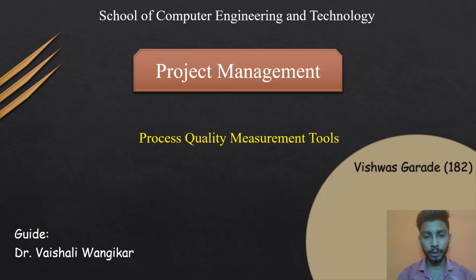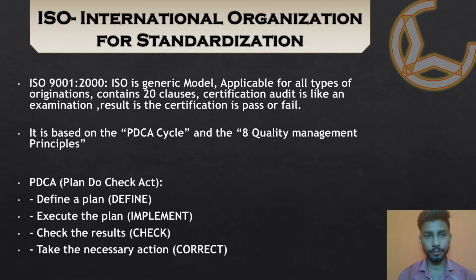Today I am going to give a detailed explanation on process quality measurement tools of project management. The first model is ISO. It is based on the PDCA cycle and the 8 quality management principles. PDCA: define a plan, execute the plan, check the result, take the necessary actions.